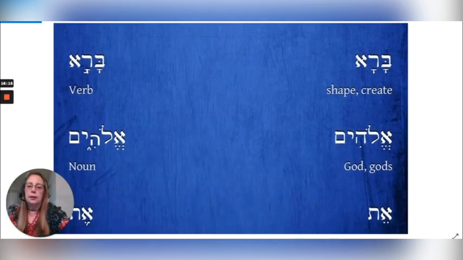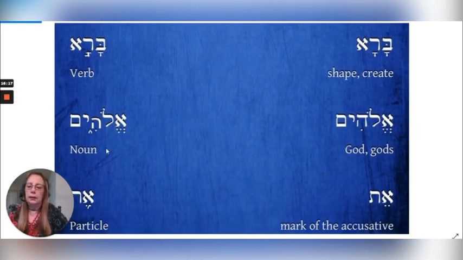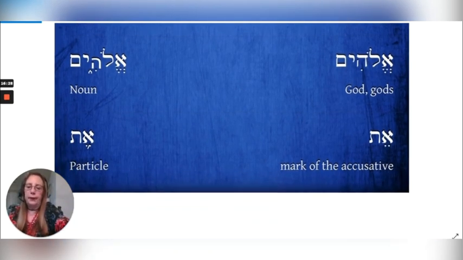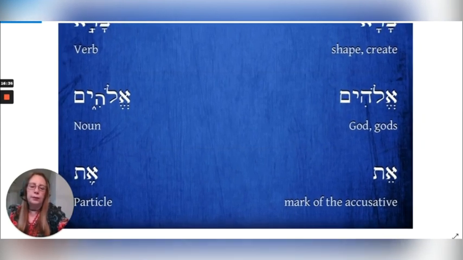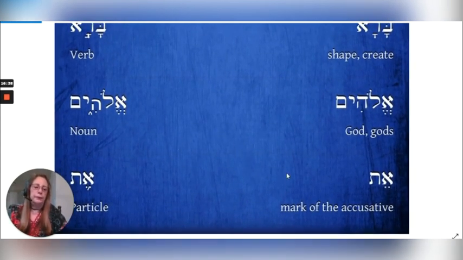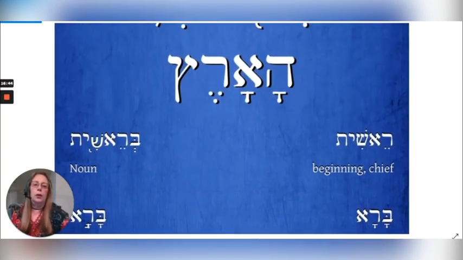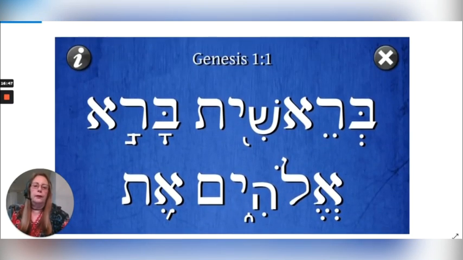All right. Again, cancellation mark, none here. And it's the same word. Elohim. It means God. And it's a noun. And et actually has no translation. But here it says "mark of the accusative." Okay. All right. And we're going to go over from here in the beginning.